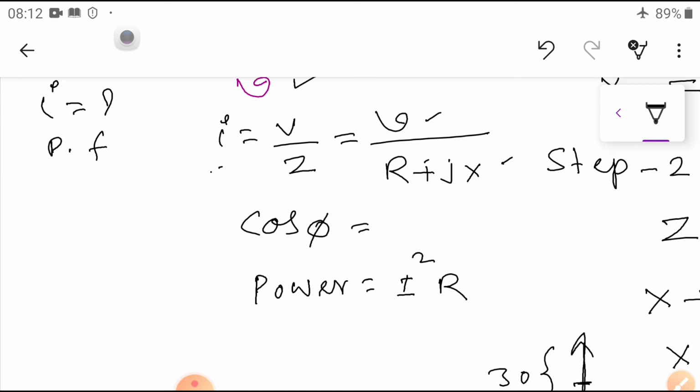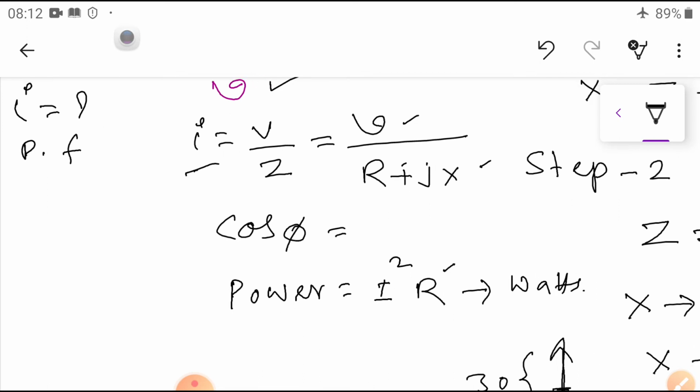I know the I from this one. I know the resistance is given. I can calculate the power in watts. So these are simple steps, dear students. So what are the steps?